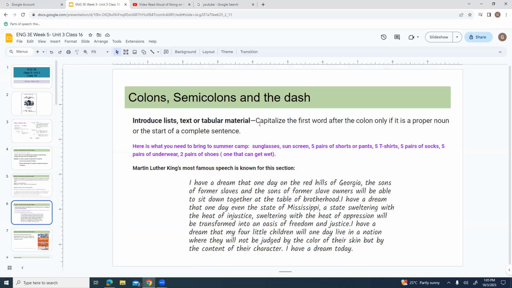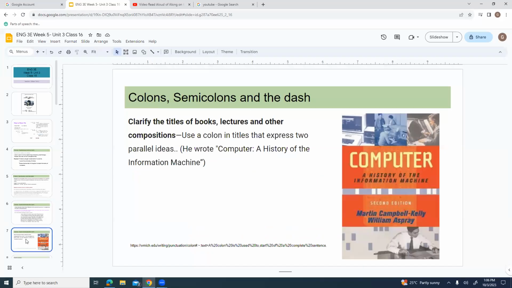So this is how colons are often used to set material aside. It can also be used to clarify the titles of books, lectures, or other compositions. And I've seen it used as like the book is a heading and then there's a subheading, which this is what I would call this, right? The book's called Computer, but then colon, a history of the information machine. So you don't see the colon on the title cover, like the title page, but you would see it here, okay?